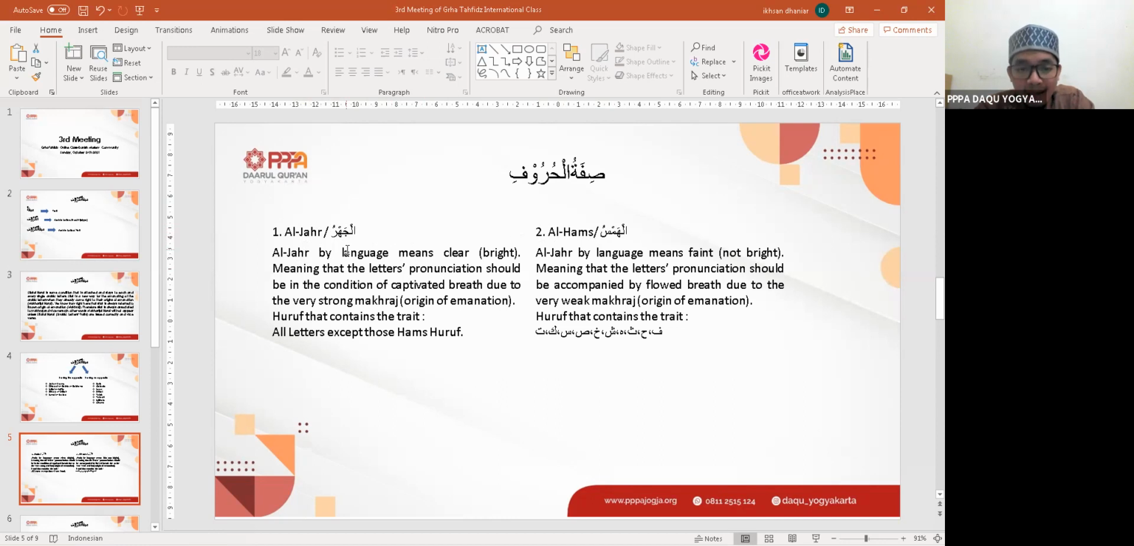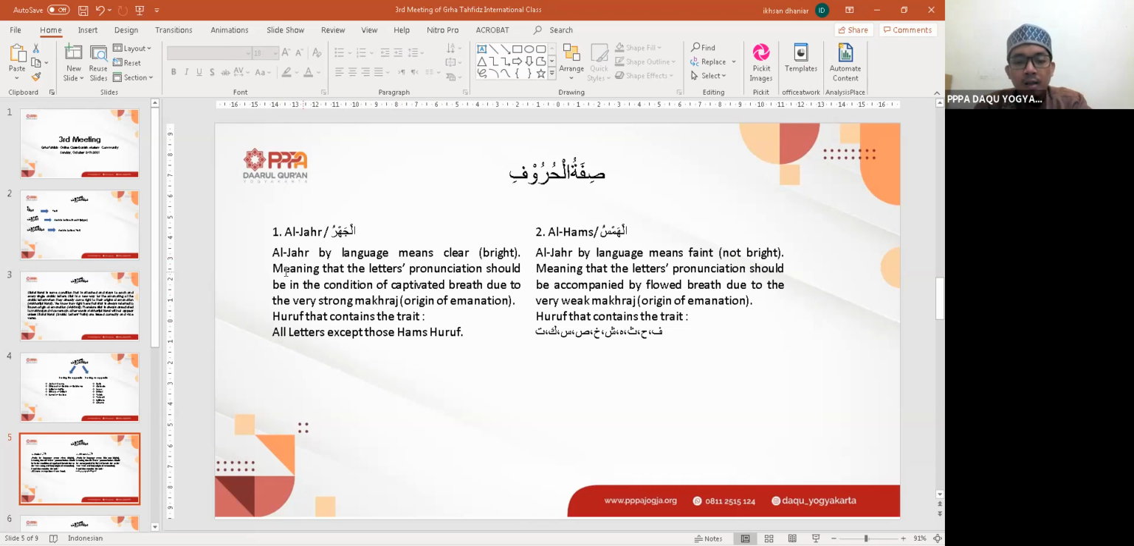Al-jahr by language means clear or bright. If I say something bright, you may imagine a light or a lamp or something that shines. Al-jahr by language means clear or bright, meaning that the letter's pronunciation should be in the condition of captivated breath due to the very strong makhraj or origin of emanation.